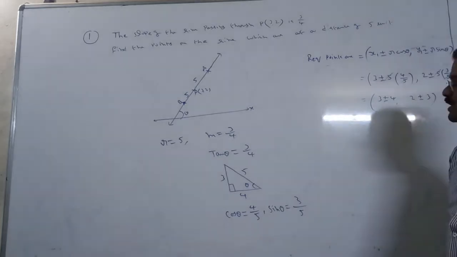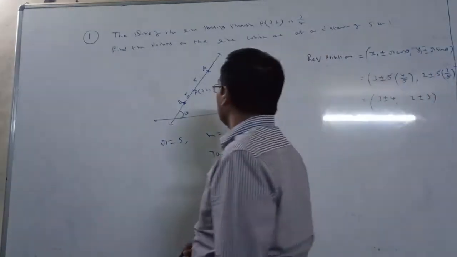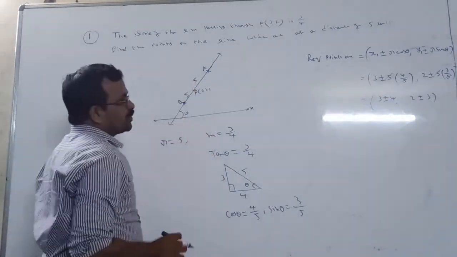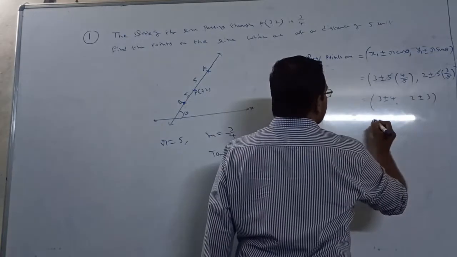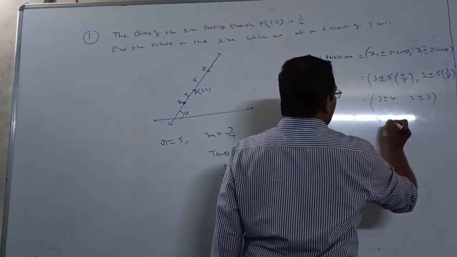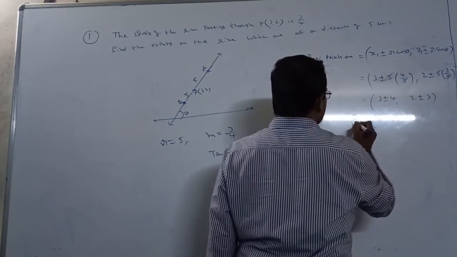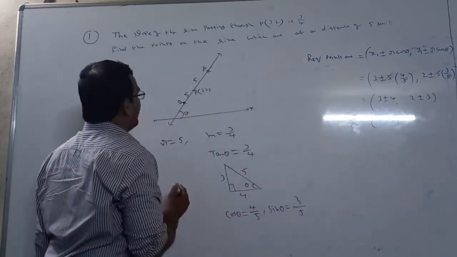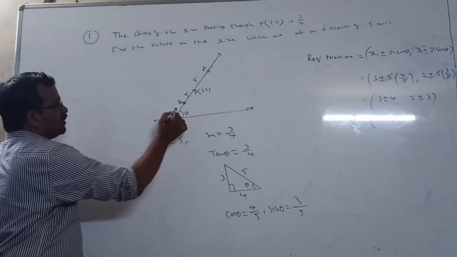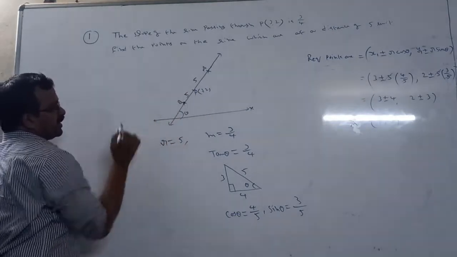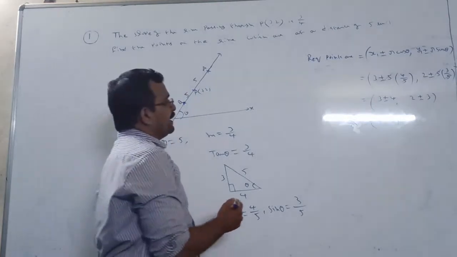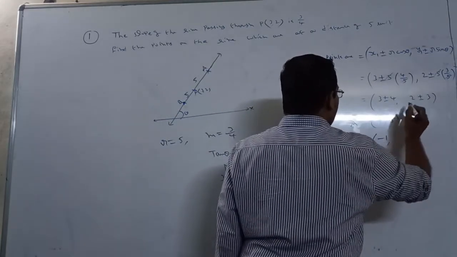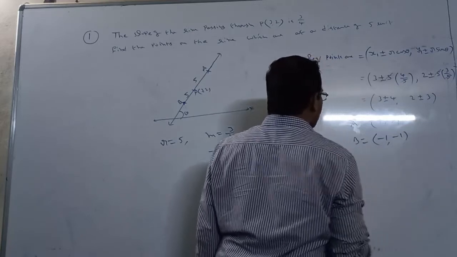So if you want capital A above the point P, take the positive sign. That means 7, 5. According to the diagram, this is A. If you want capital B below the point, take the negative sign. So 3 minus 4 is minus 1, 2 minus 3 is minus 1.